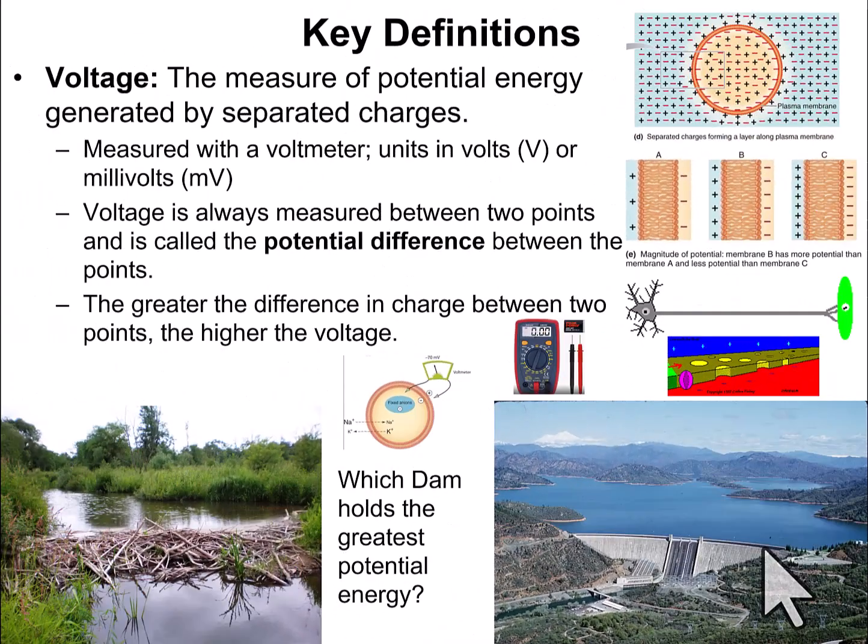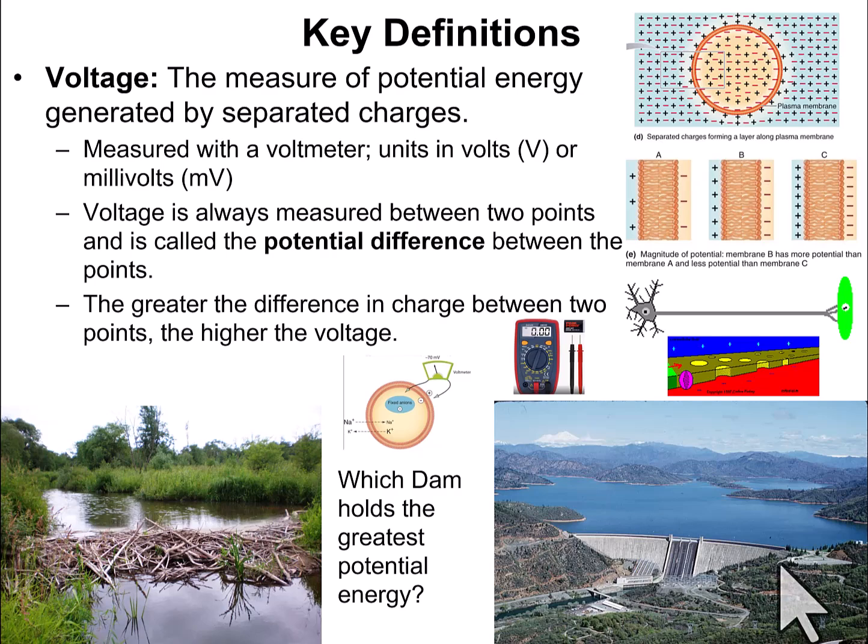In this video, I'm going to be going over some key definitions to help you to better understand what's happening with neurons and muscle cells and conducting of action potentials. These key terms are voltage, current, and resistance. When you look at voltage, this is a measure of potential energy generated by separated charges.